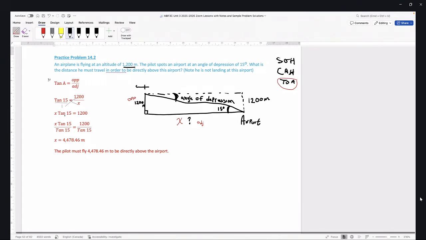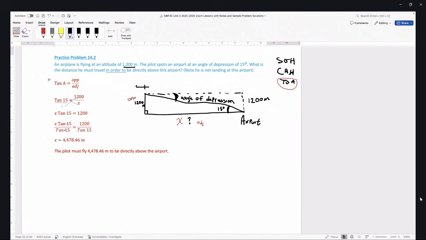Now we're going to divide each side of the equation by the tan of 15. We do that because tan of 15 divided by tan of 15 is 1, and 1 times x is x, which is what we're looking for. And then it's 1,200 divided by tan of 15. So grab your calculator and type in 1,200 divided by tan of 15.